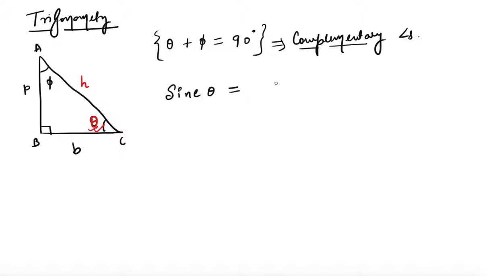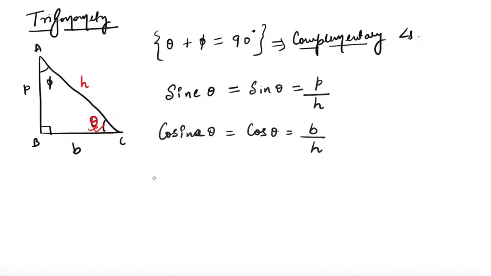Sine theta, which is also abbreviated as sin theta, is the ratio of perpendicular by hypotenuse. And since all these 6 ratios that we are going to study are ratios, they don't have any units. Sin theta is P by H. Then we have cosine theta, which is abbreviated as cos theta. This is the ratio of base by hypotenuse.